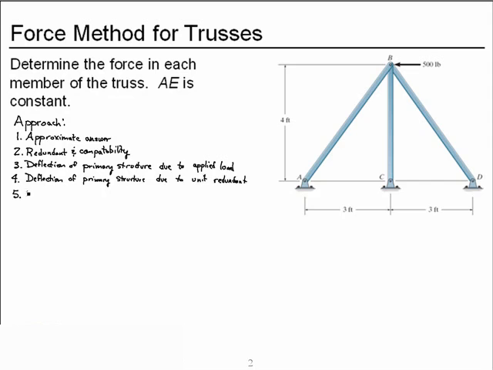We'll then be ready to find the redundant or redundants. With that information, we'll be able to use just equilibrium to find the remaining member forces. Then we'll wrap up by comparing with the approximation and evaluating the reasonableness of our results.